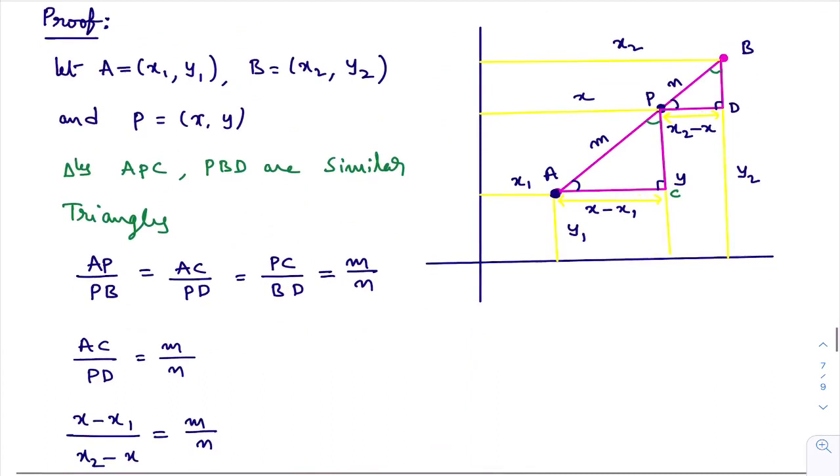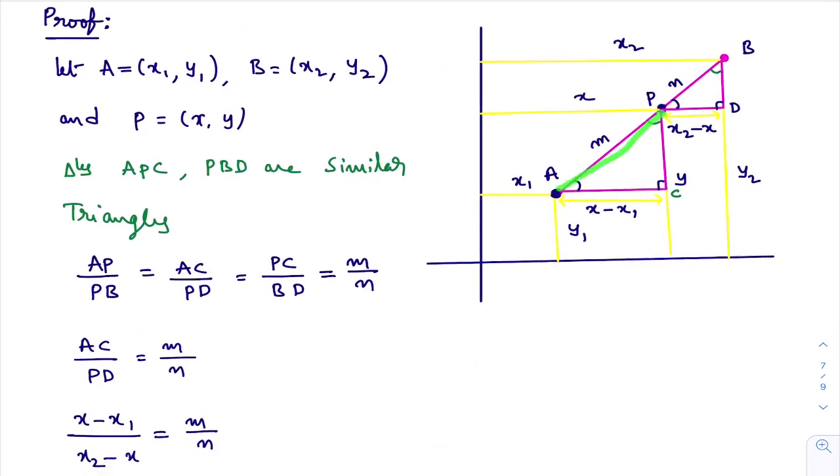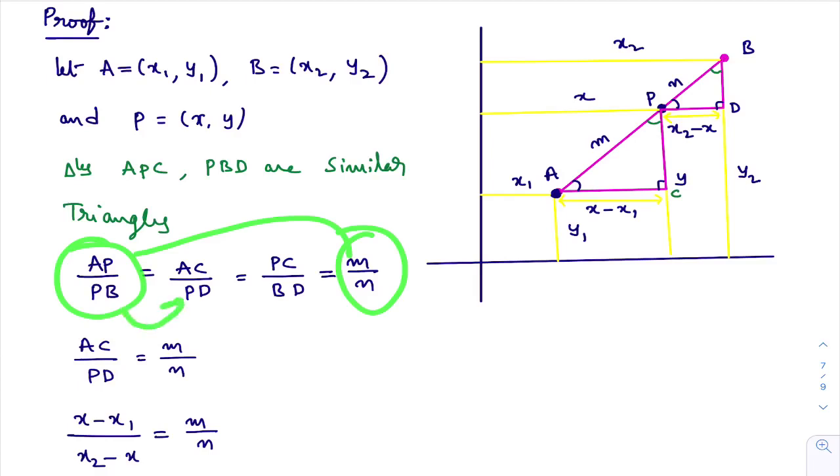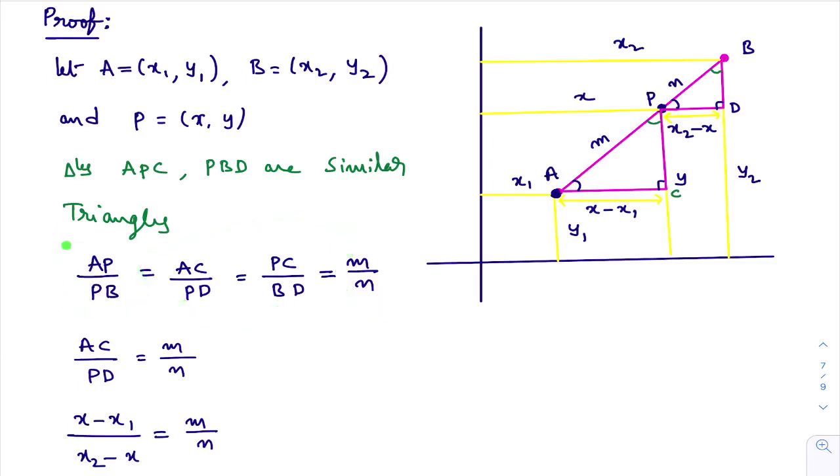In the question only they given that AP divided by PB is m/n. Try to understand. So AP divided by PB is m/n. From this, as the triangles are similar, we know that this equal to this and this equal to this. That tells you that all these are equal to m/n. I hope you are understanding.